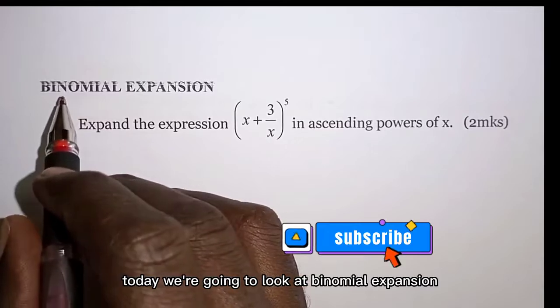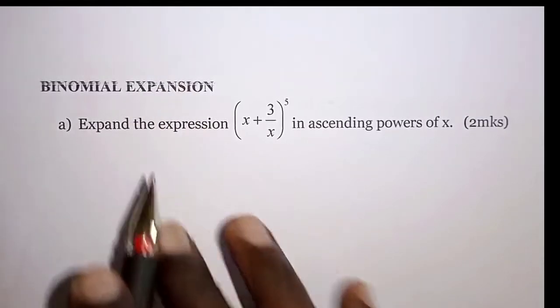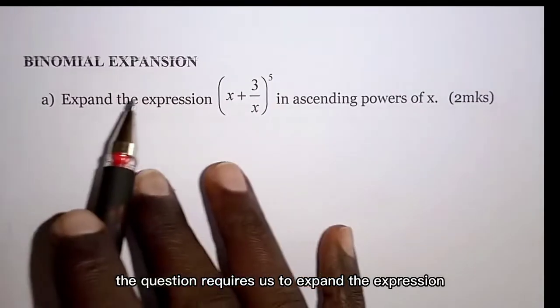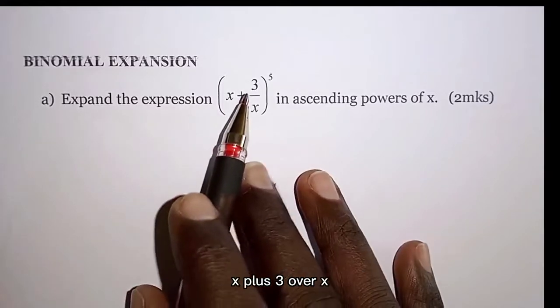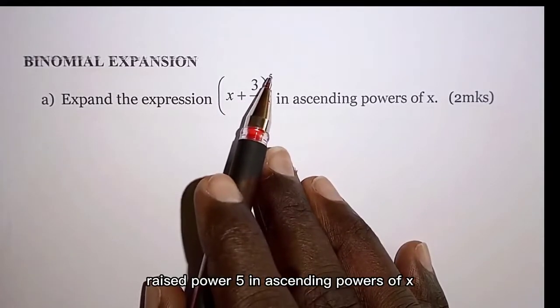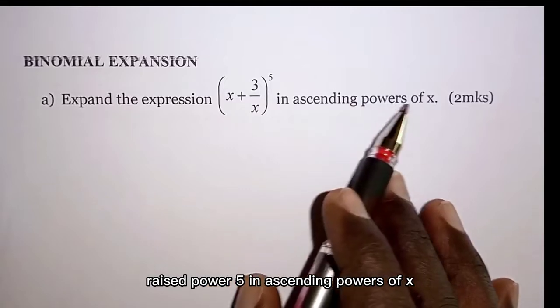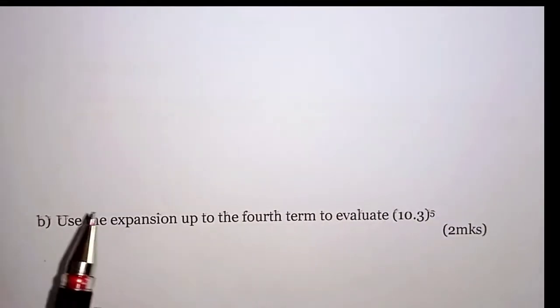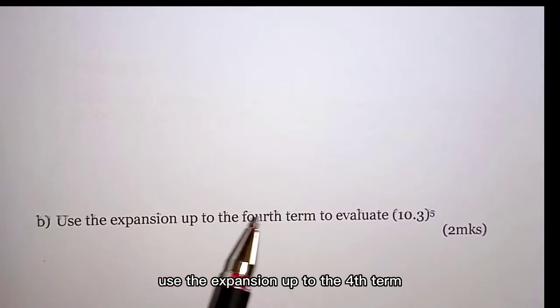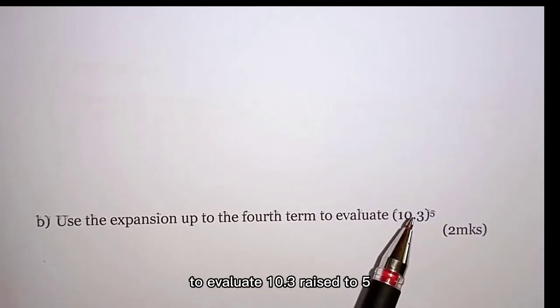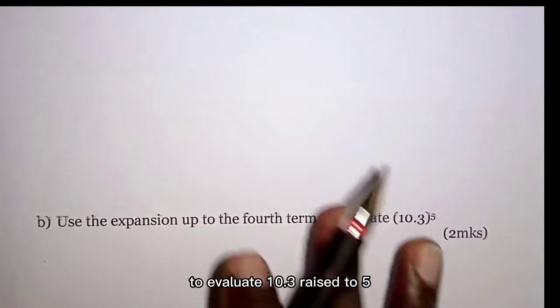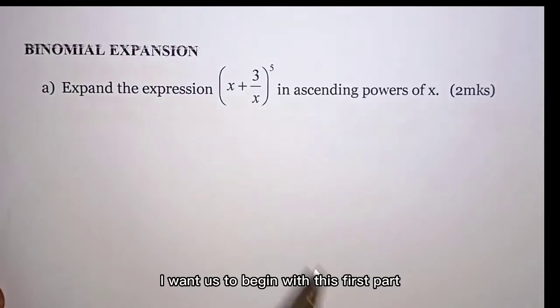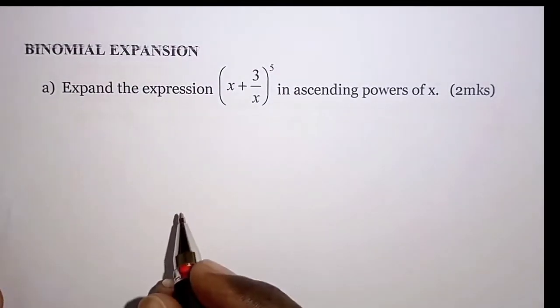Today we are going to look at binomial expansion. The question requires us to expand the expression (x + 3/x)^5 in ascending powers of x, and that is for part A. For part B, use the expansion up to the fourth term to evaluate 10.3^5. I want us to begin with the first part.